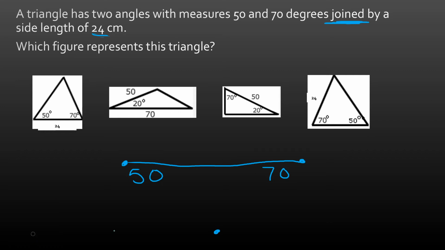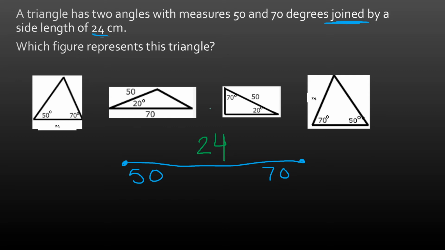Okay, if I were to join, say, this bottom side here, well, this line only connects to the 70. It's missing the 50. Oops. And same thing on the other side. If I were to do it this way, this line only connects to the 50. It's missing the 70. So what I am looking for is something that looks like this on these images. Okay, I'm looking to have 50 and 70 be on the same line and then have a 24 in between them.